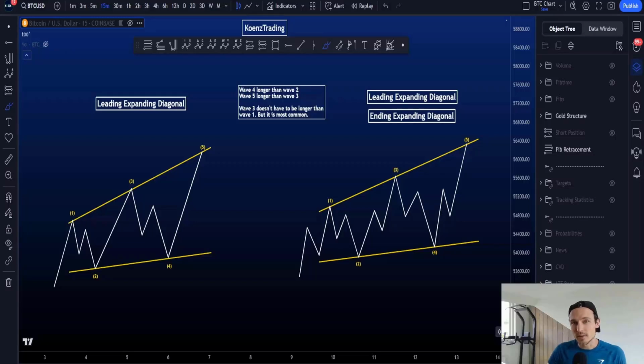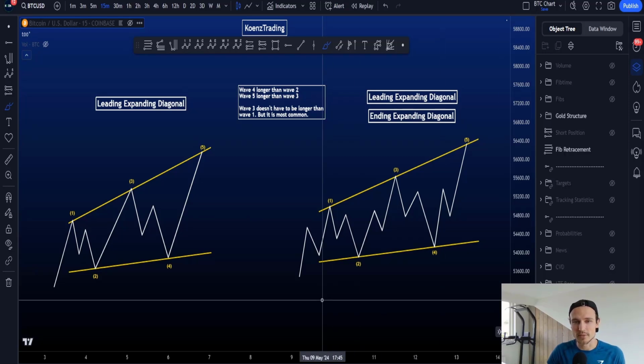An expanding diagonal is a rare structure, never preferred unless all of the other stuff fails, but it is an important structure to know about. There's two different types of expanding diagonals.